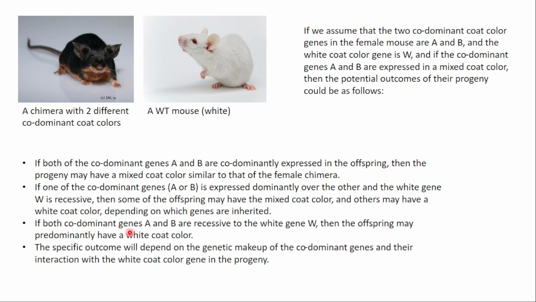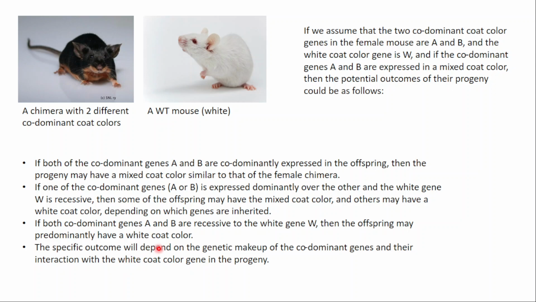And if both codominant genes A and B are recessive to the white gene, so this is also a relationship. So we know that A and B are codominant, but they may not be dominant over the white gene. So if A and B are both codominant but are recessive to the white gene, then the offspring may predominantly have a white coat color. So there are possibilities.